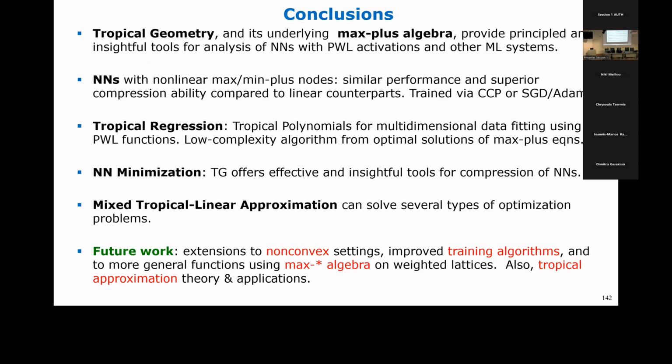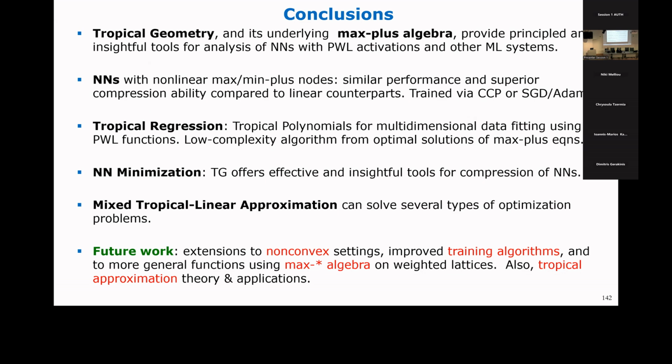For future work, it would be interesting to extend some of these results to non-convex settings. If you remember, all these max plus tropical polynomials correspond to convex functions. So the regression we talked about is a convex regression. What happens when we have non-convex regression? Let's say try to do regression with piecewise linear but not convex functions.